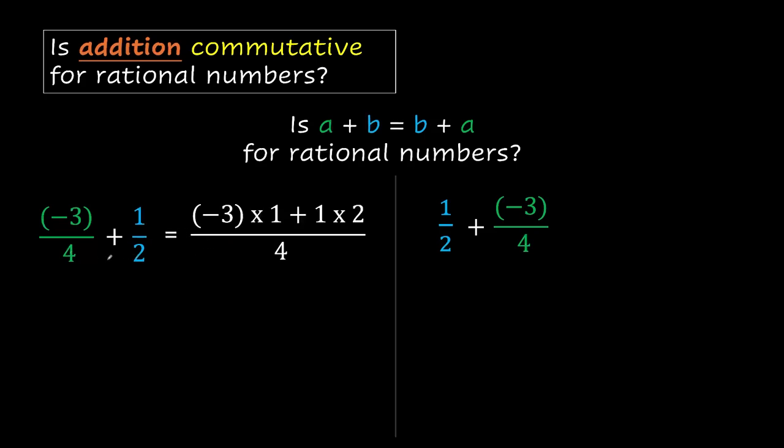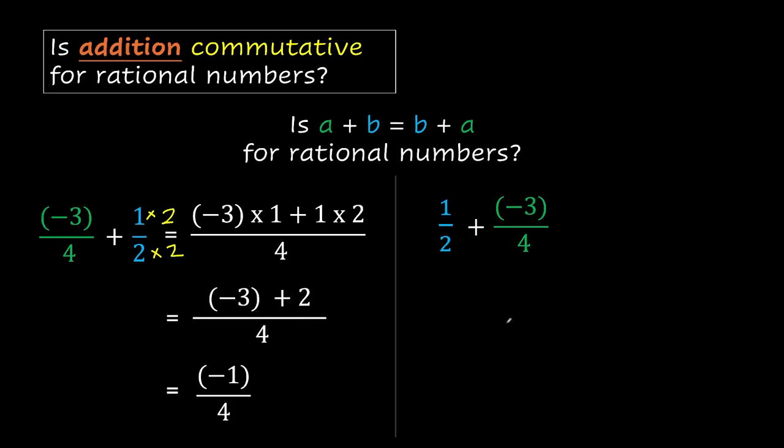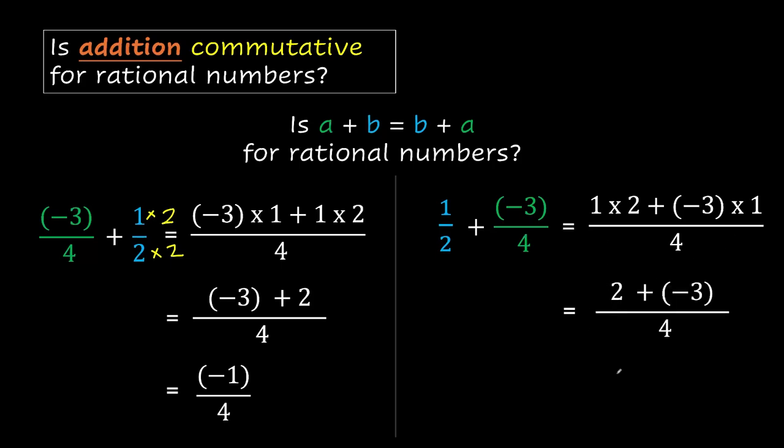So when you take the LCM, you get 4 as the LCM, so 2 times 2, and you here have 1 times 2. So that would be minus 3 times 1 plus 1 times 2 by 4. And that would be minus 3 plus 2 by 4. That will be minus 1 by 4. And this side, we have the same LCM as 4. And we have 1 times 2 plus minus 3 by 4. That would be 2 plus minus 3 by 4, which is minus 1 by 4. And as you can see, we get the same answer on both the sides. And so this addition is the same as this addition.